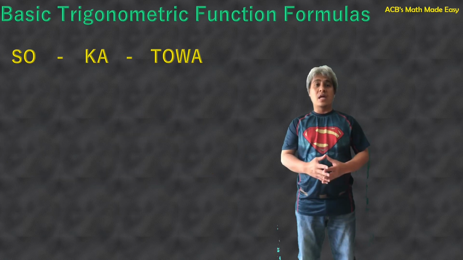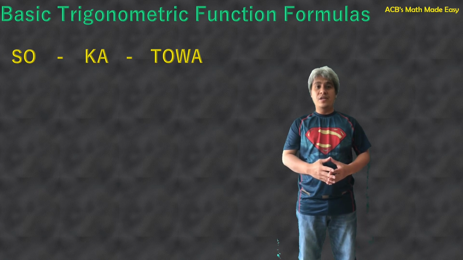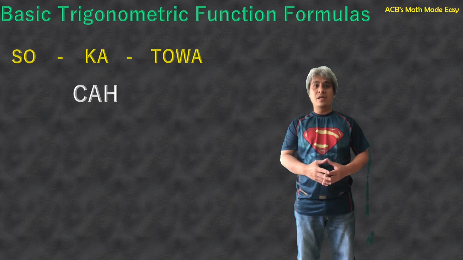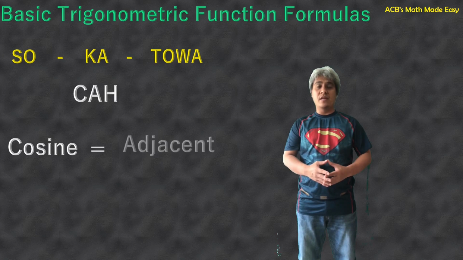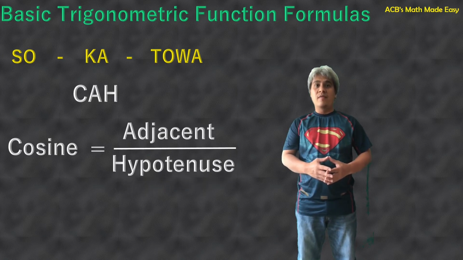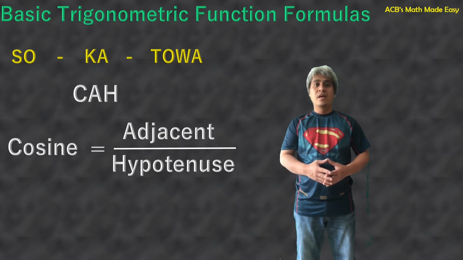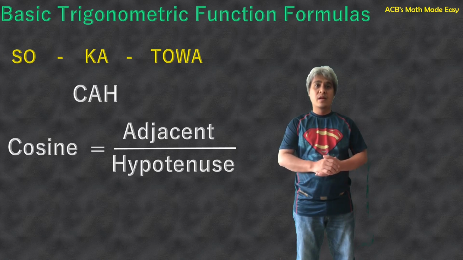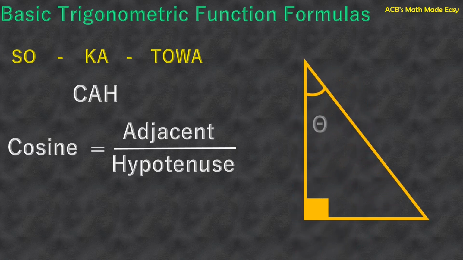CAH stands for "ka", C-A-H. C stands for cosine, A stands for adjacent, and H stands for hypotenuse. Now, we will apply it to the right triangle. This is the right triangle, and this is the angle theta. This will be the hypotenuse, the base, and the adjacent of the angle theta.